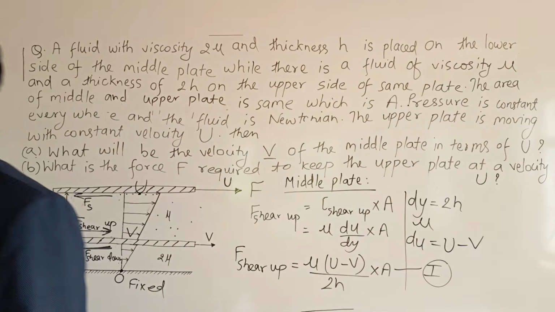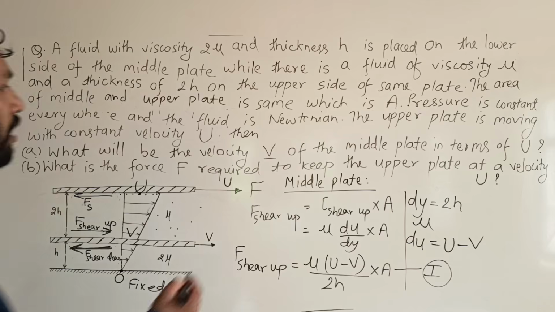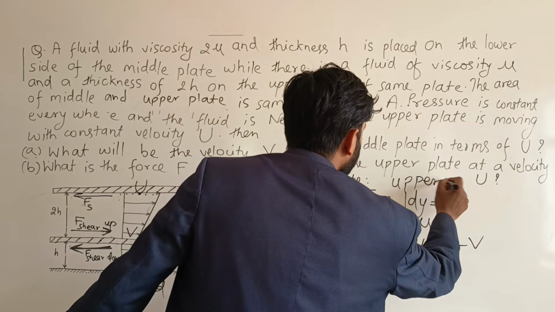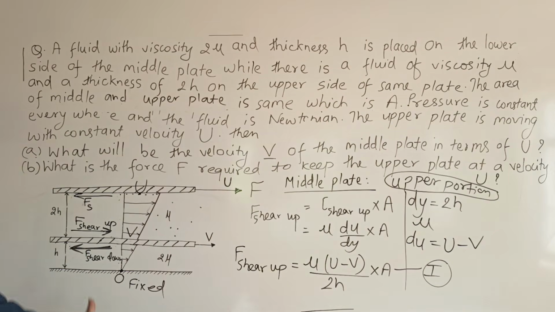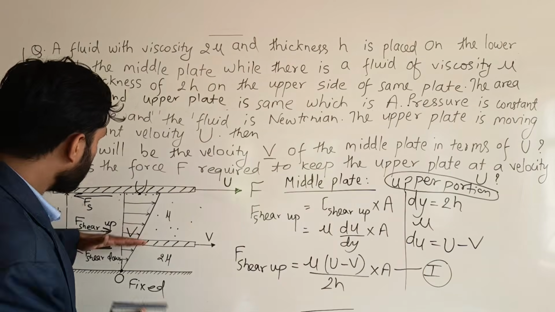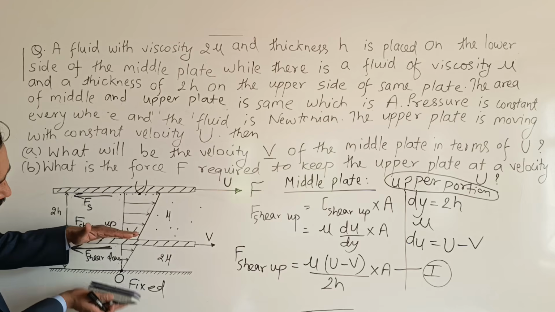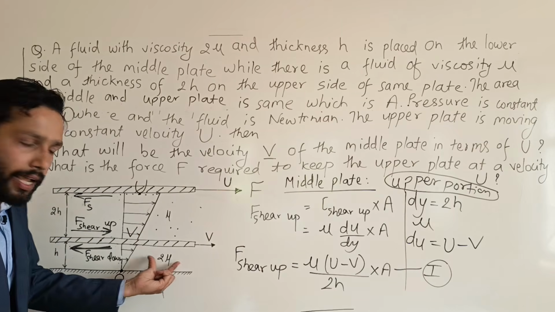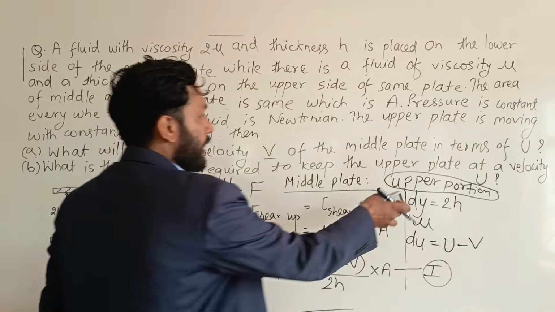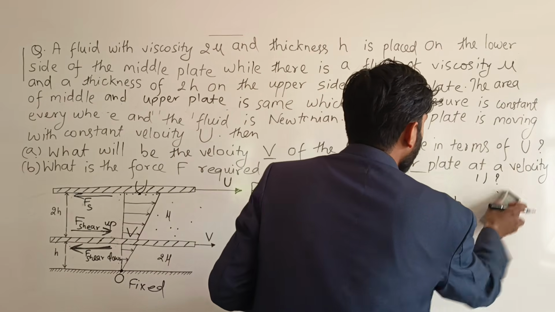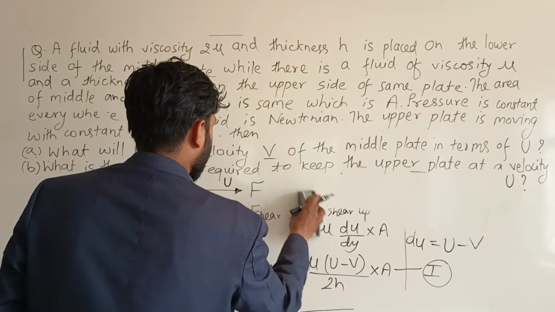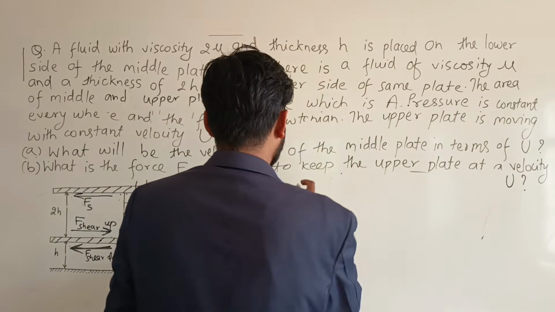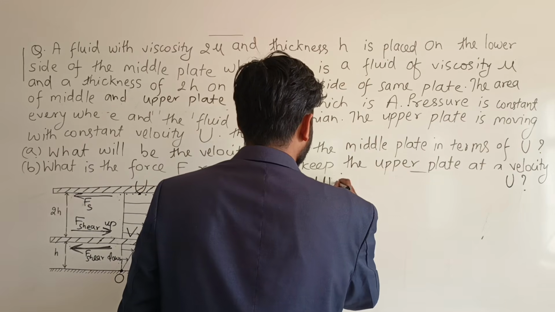Now let's stay on the lower portion of the middle plate, in between the middle plate and the fixed boundary. There is a viscosity 2 mu and a thickness small h.